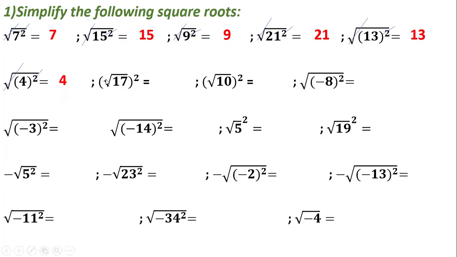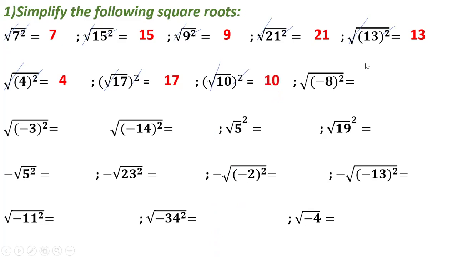Now I have radical 17, all of it squared. Now all the radical is inside parentheses and outside I have a square. On the same rule, I say the square, the exponent 2, cancels the radical and the root is 17. Radical 10, all of it squared. Also, the square cancels the radical and the root is 10.